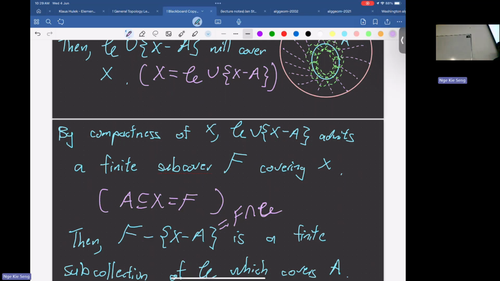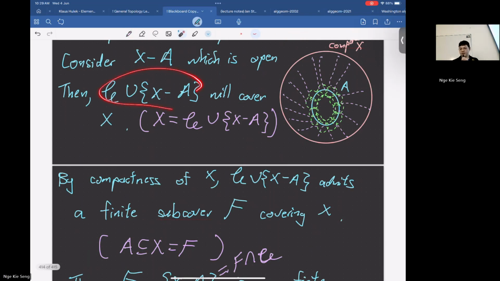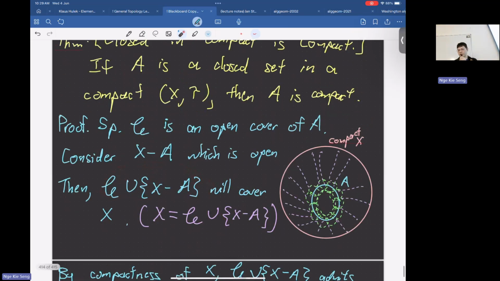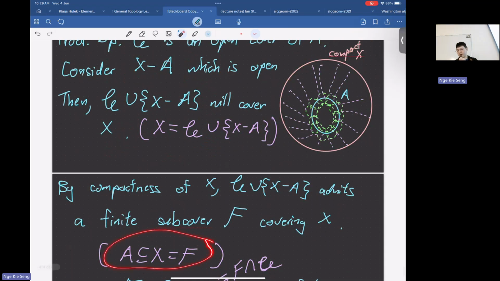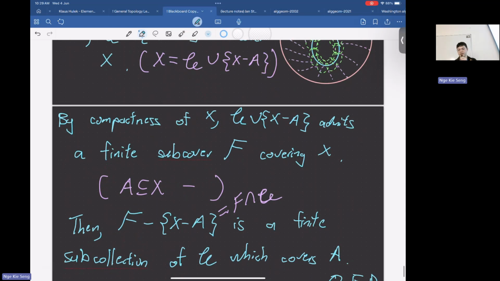Finite subcollection of C union the extra, the A complement. Okay, so you don't know whether the complement of A is living inside C or not. So you cannot straight away deduce that F is the finite subcollection we want, because this F might contain something extra than what C has.